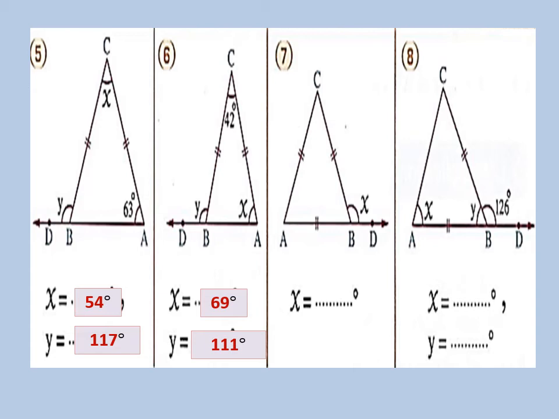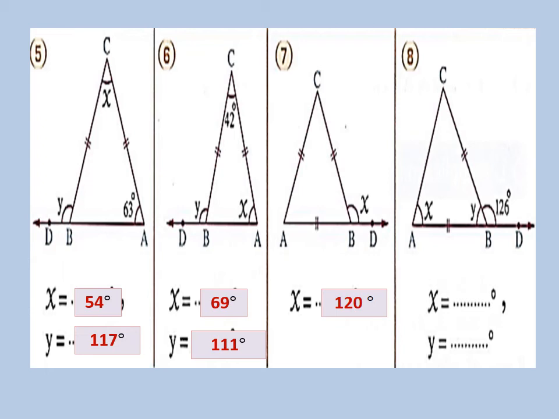In example 3, CB equals CA equals AB. So it is an equilateral triangle. The measure of each angle will be 60. And the measure of exterior angle of an equilateral triangle will be 120.